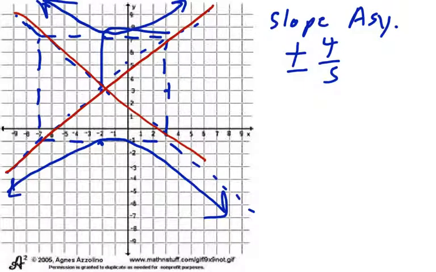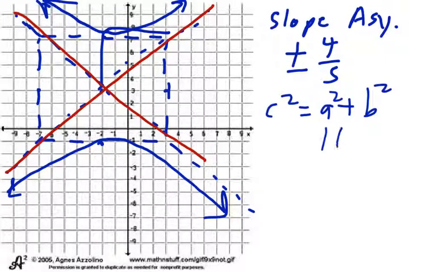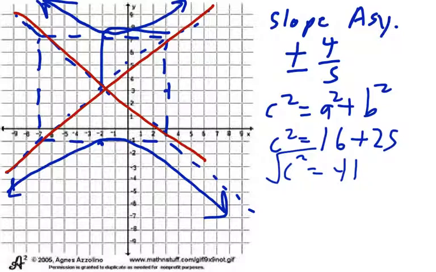So the one thing we have left is the foci, which we have an equation of c squared equals a squared plus b squared in this one. And so we have 16 plus 25 equals c squared. And that's 41. The square root of 41 is 6.4. And this is how much y is changing because it is an up-down hyperbola.